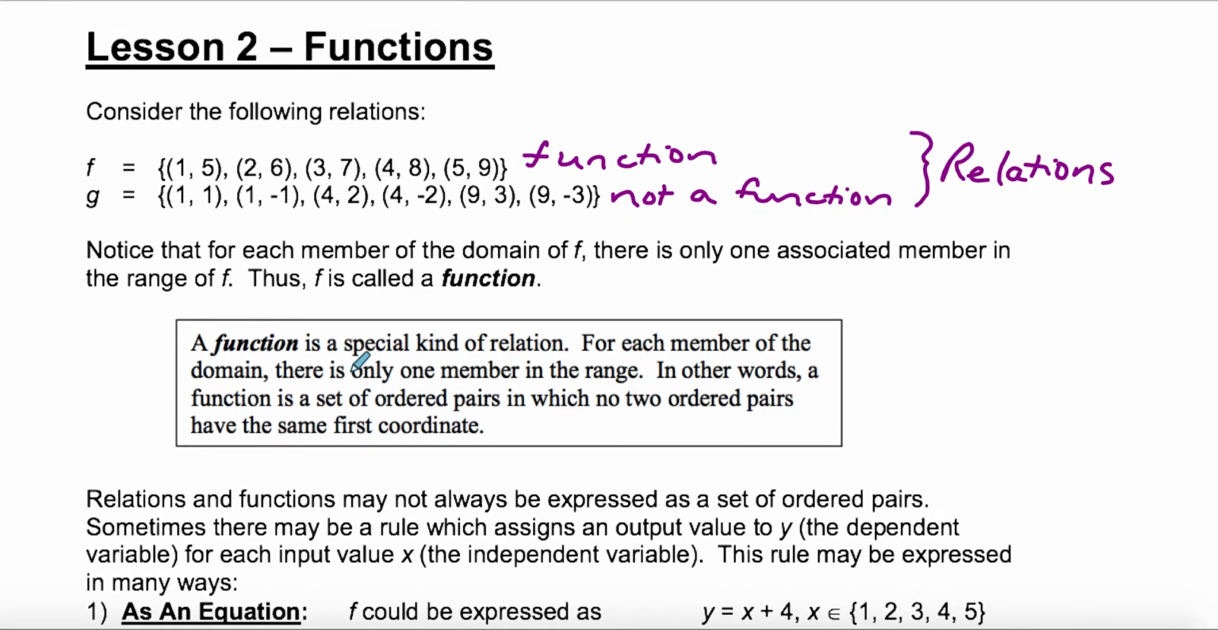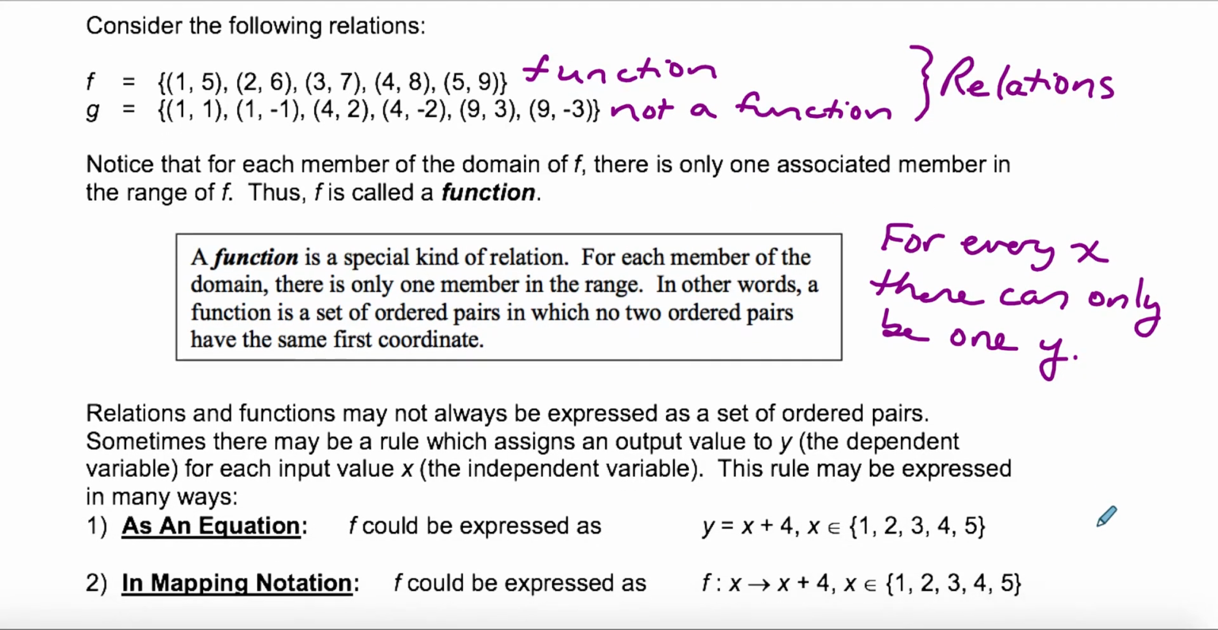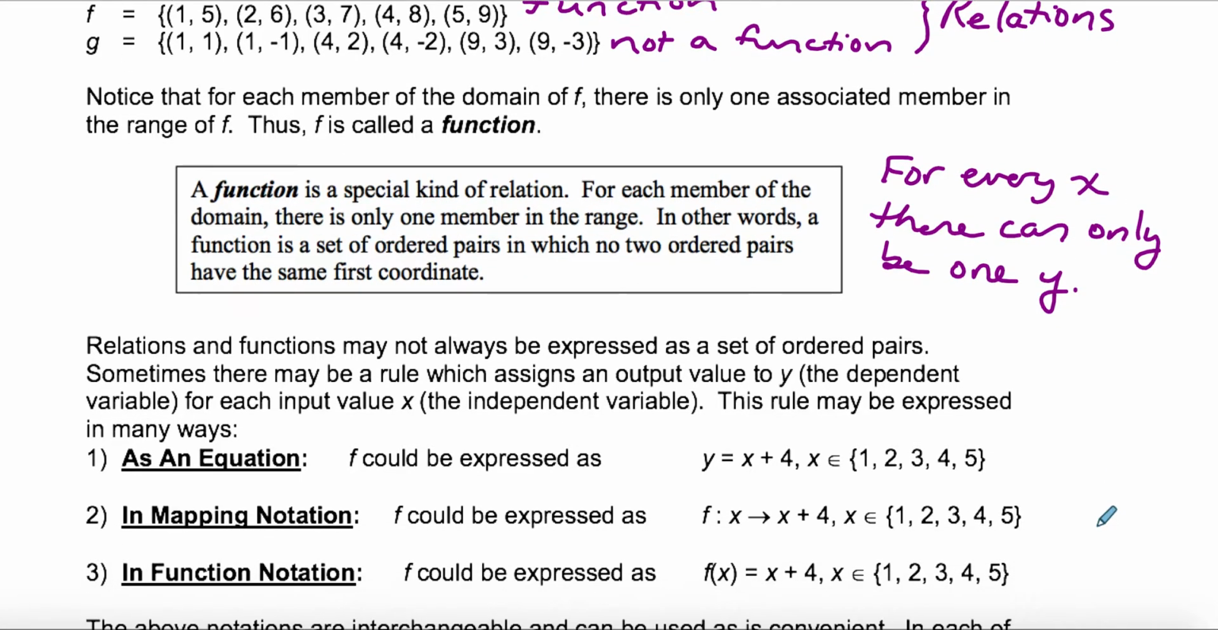So a function is kind of special. It is a special kind of relation. For each member of the domain, there is only one member in the range. In other words, a function is a set of ordered pairs in which no two ordered pairs have the same first coordinate. I've always heard it said, for every x, there can only be one y. And we'll talk a little bit more about what that means in a minute.